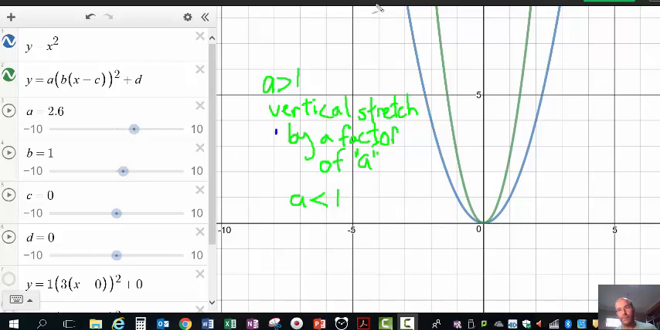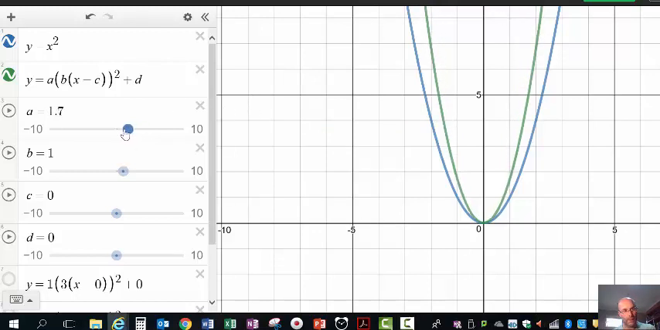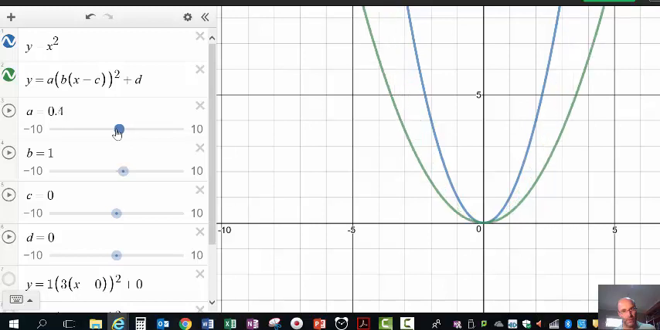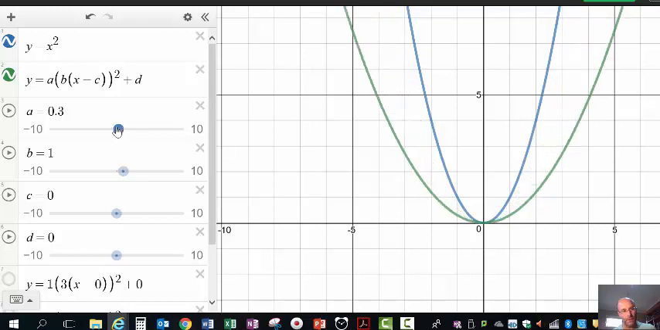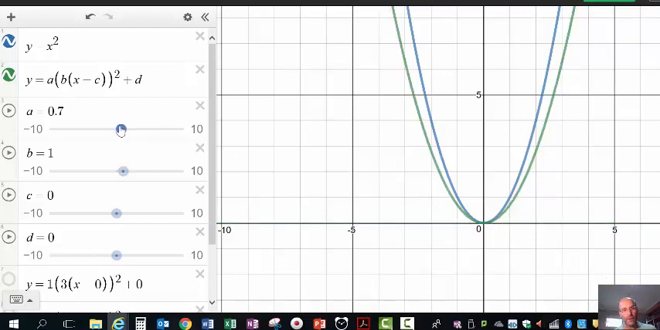Okay, so if A is less than 1, let's see what happens. So A is now less than 1. Alright, whoa, what happened there? Look, it's horizontal when A is 0. Oh, look, uh-oh, we've broken it. We've broken maths. We've broken a parabola. No, in fact we haven't. What we do, we need to write the next relationship here.